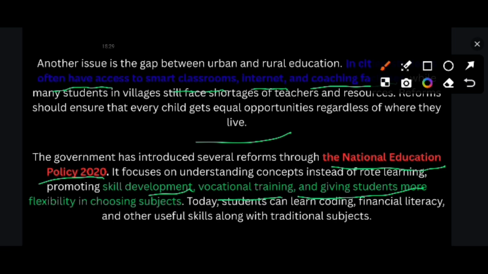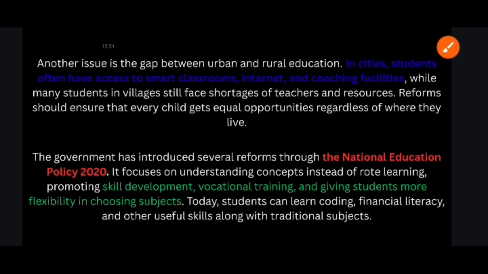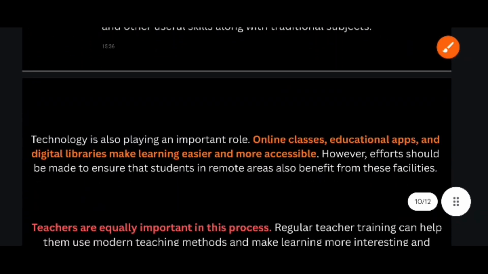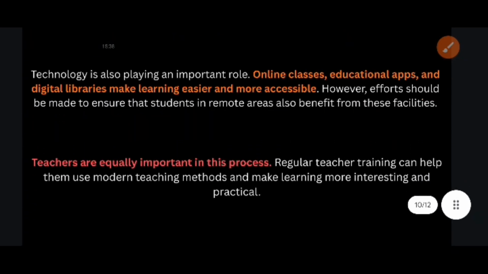So this is the lecture. This level of preparation you need to become an officer in the army. Then what ahead? Technology is also playing an important role. Now I talk about the technology. Online classes, educational apps, and digital libraries are making learning easier and more accessible. However, efforts should be made to ensure that students in remote areas also benefit from these facilities.